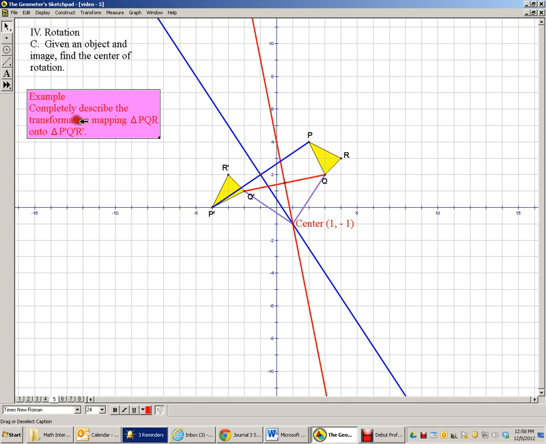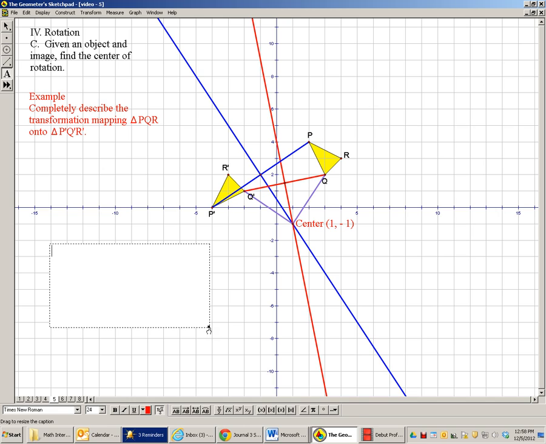So to answer the question that was posed here, completely describe this transformation, my answer would be as follows. PQR is mapped onto P prime, Q prime, R prime via a 90-degree, I'll call it anti-clockwise just because I want to impress my examiner, anti-clockwise rotation with the point (1, -1) as the center of rotation.